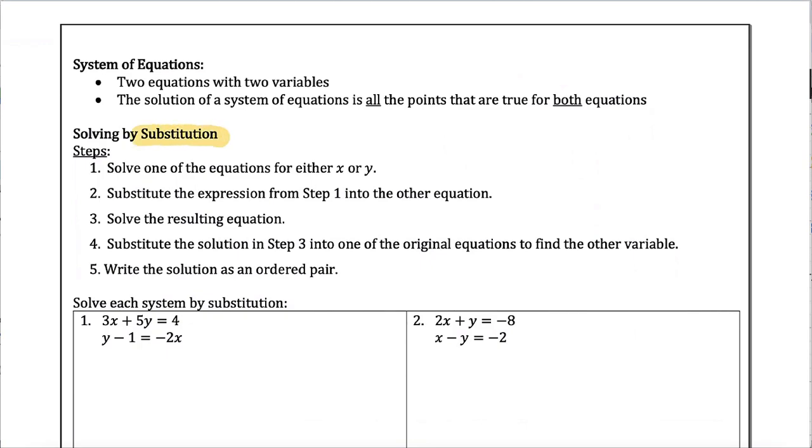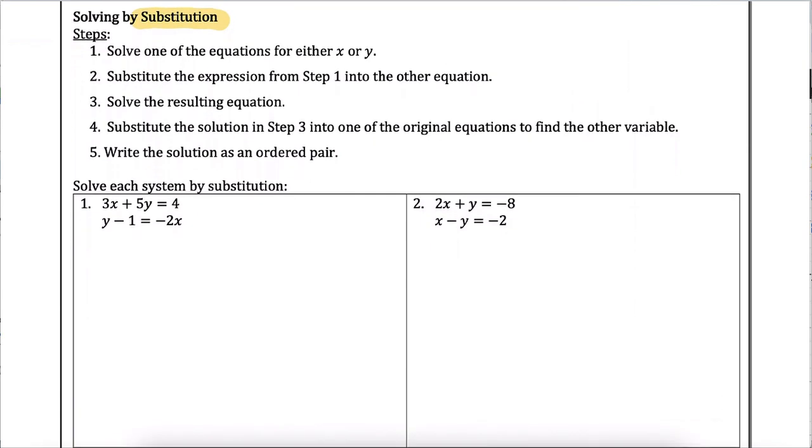The way substitution works is, just like the name suggests, we are going to substitute one variable out and replace it with another expression. So let's take a look at this example down here, number 1. Our first step is to solve one of the equations for either x or y. That means get either x or y by itself. It does not matter which one we get by itself. Look for whichever one is easier.